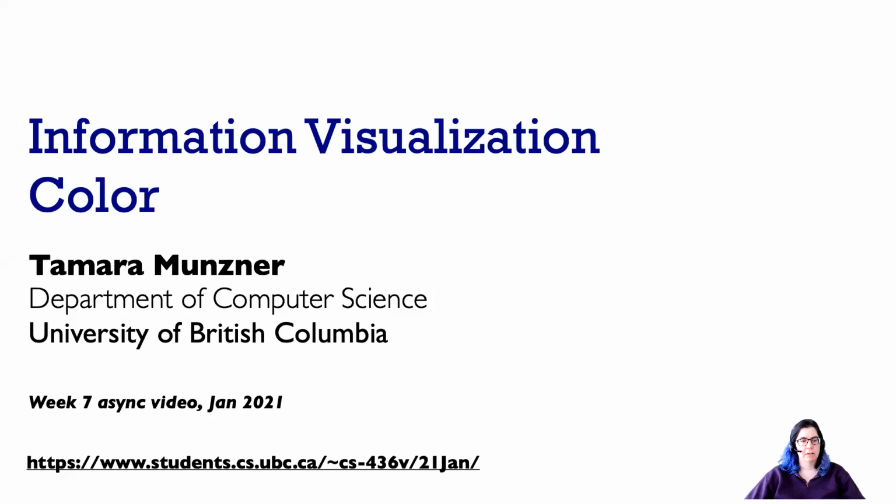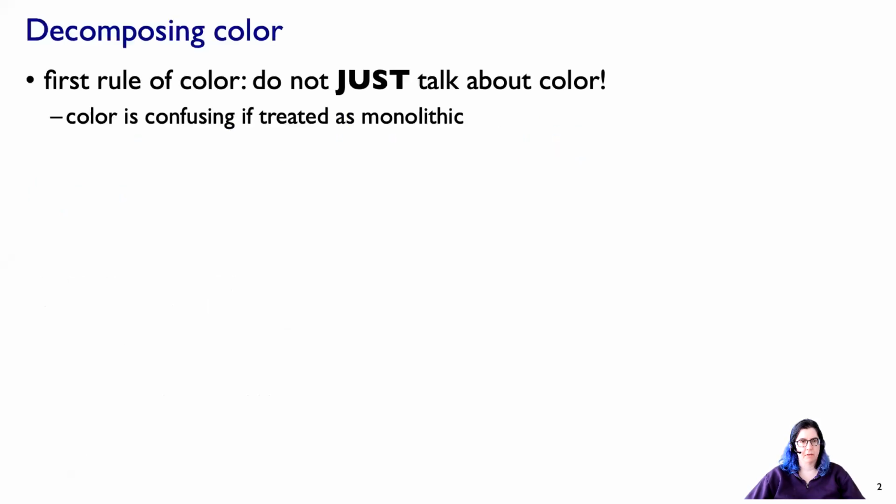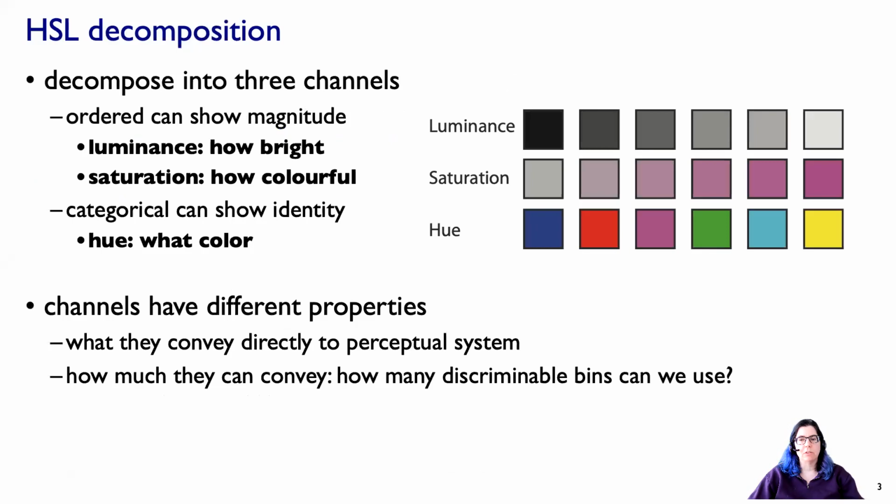All right, it's week 7, and we are going to talk about color today. So, the first rule of color is don't talk about color, or rather, don't just talk about color. We need to decompose it. It's incredibly confusing if we treat it as something that's monolithic. So, what we need to do is decompose it into luminance and saturation and hue.